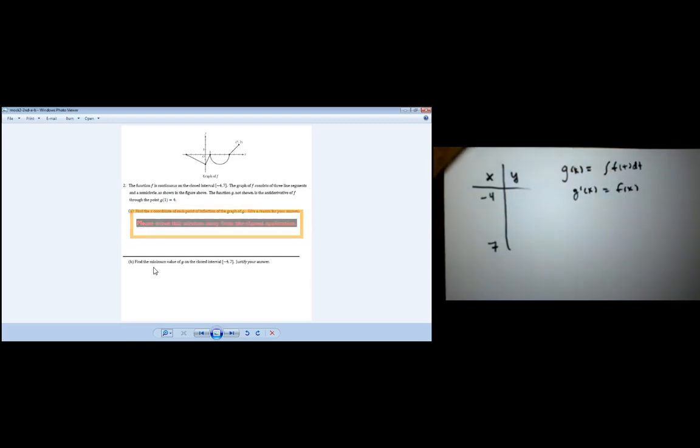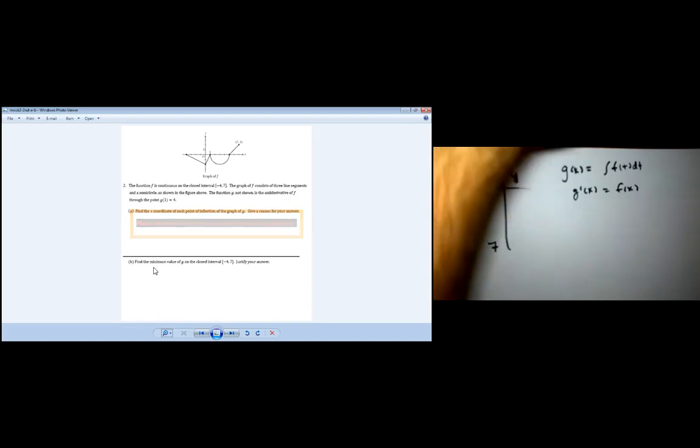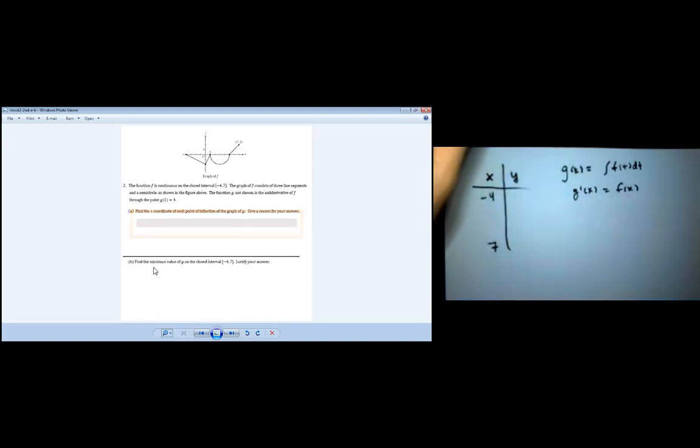So if I'm looking for where G prime is 0, we want to know where F is 0. F is 0 in 3 spots. This is the same as saying where it touches the x-axis. There's really 3 spots. One of them is the endpoint that's already listed. One of them is at 1, and the other one is at 5.